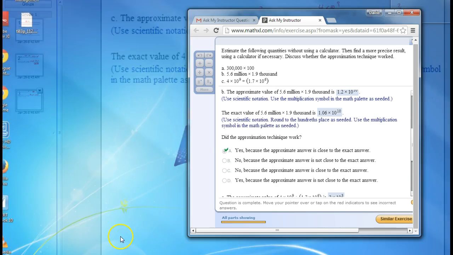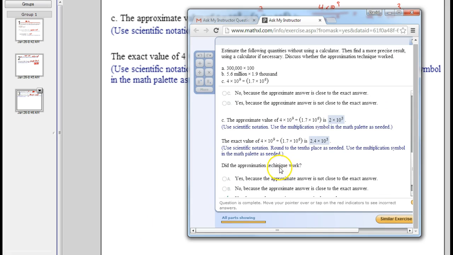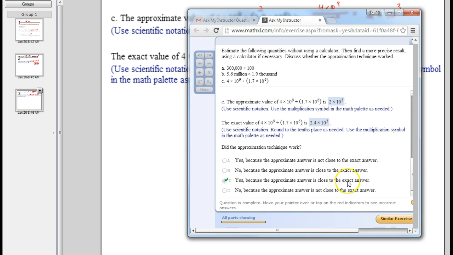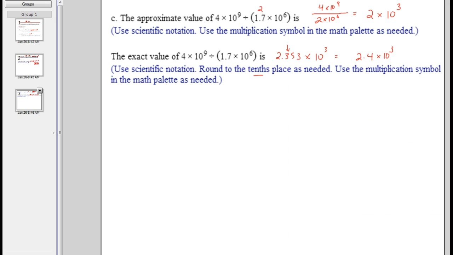And then the last part, there's the 2 times 10 to the third and 2.4 times 10 to the third. Did the approximation technique work? Yes, because it's close. Again, they're not defining here what close is, but typically within 5% of the exact value is what we consider close. That's what we usually use for statistics anyway.